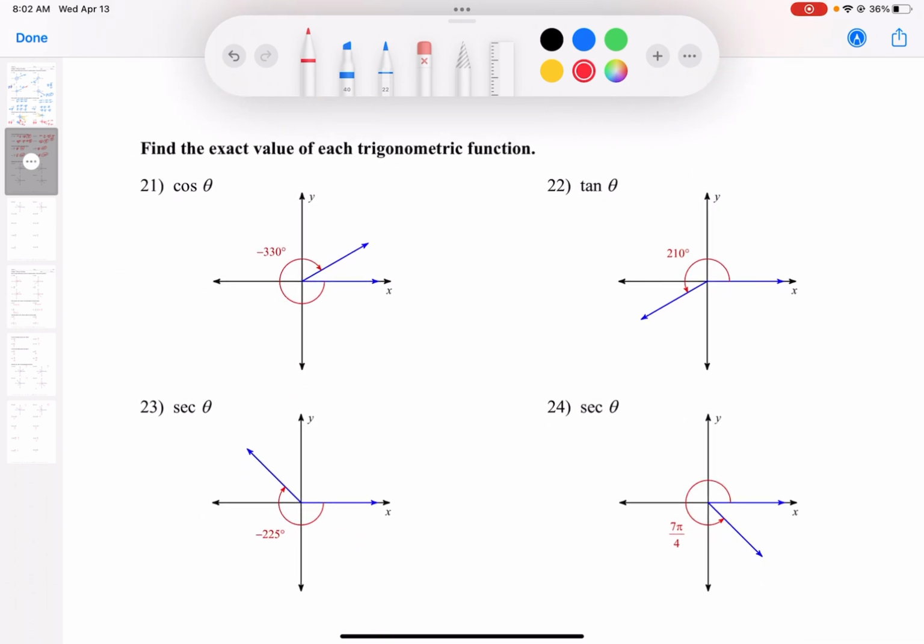Find the exact value of the trigonometric function. So negative 330, so we're going to drop this down. The terminal's already done for us, so the measure of that angle is 30 degrees. So we've got a 30, 60, 90 degree triangle. So opposite is 1, the hypotenuse is 2, opposite the 60 is the square root of 3. Cosine is adjacent over hypotenuse. Remember, we go from the reference angle, which is 30 degrees. So that's the square root of 3 over 2.